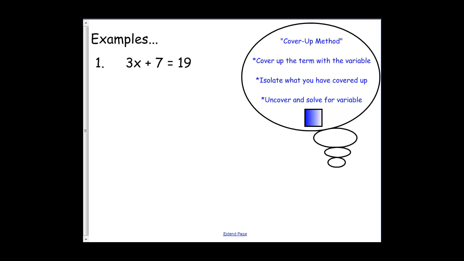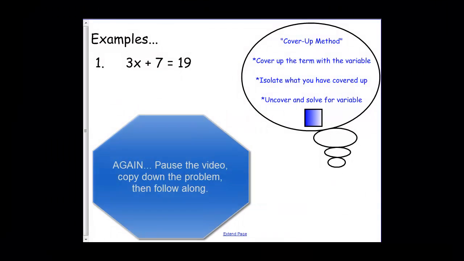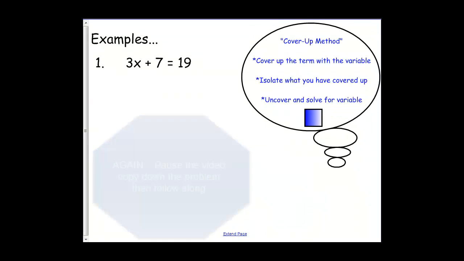First example I see is 3x plus 7 equals 19. So we know that 3x plus 7 is the same thing as 19. As long as we do the same thing to both sides, and as long as we follow the rules of algebra and the rules of arithmetic, we should be fine. The cover-up method, the idea is to cover up the term with the variable. I'm literally going to cover up this term that includes the variable, and I'm going to isolate whatever's underneath that box. Whatever's underneath that box, I want to get it by itself.